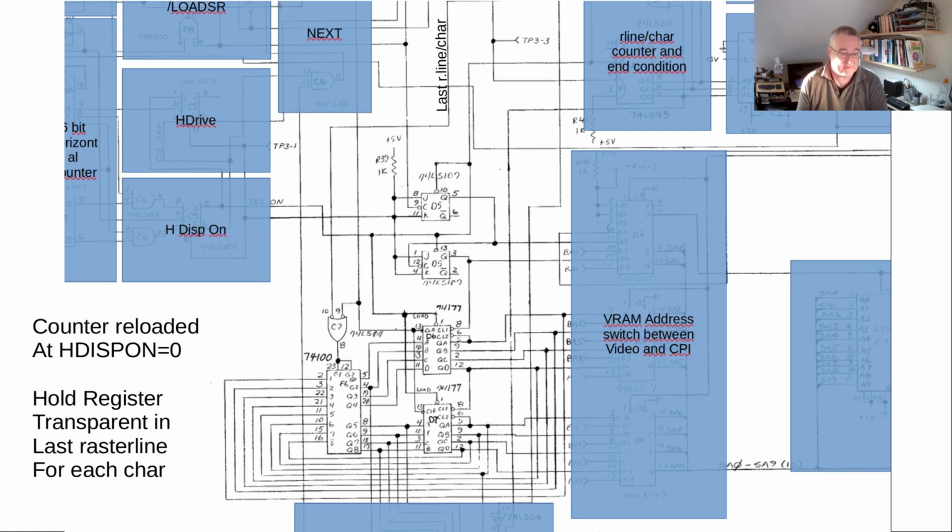And then we have 2 4-bit counters. You can see here that the display on signal is going to the load input of the counter. So when display on is 0, those counters are transparent. So the outputs give exactly the value that's on the input. So this is basically loaded from the hold register, because when display on goes on again, it then has that exact value.